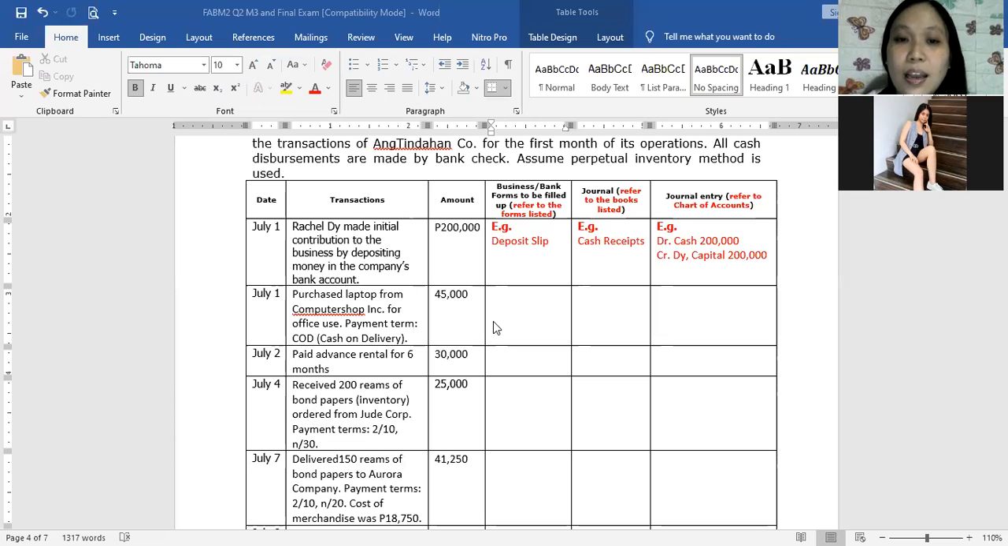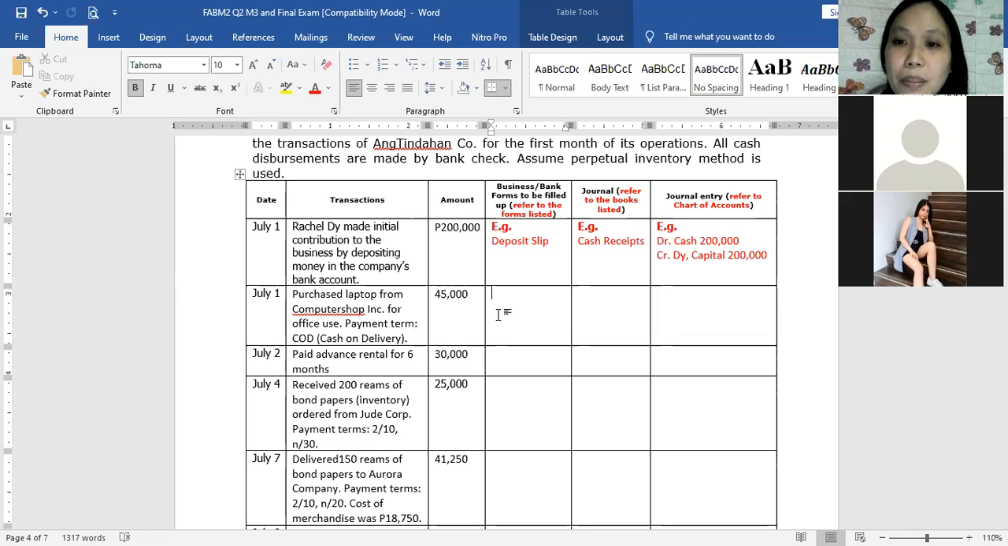I'll give you an idea. The last thing that you're going to prepare is a check, 45,000. So what could be the prior document before the check? Check voucher, ma'am. Very good. Check voucher. So you have to prepare a check voucher, and after the check voucher, you prepare a check. Now you are ready to receive the item. You have cash because a check is considered as cash.